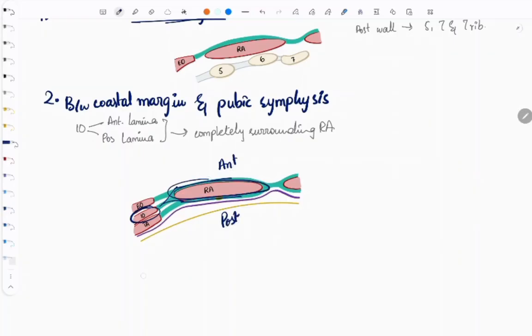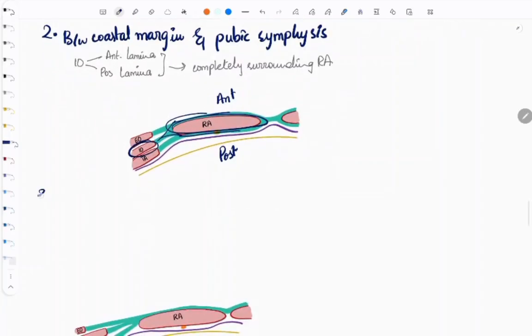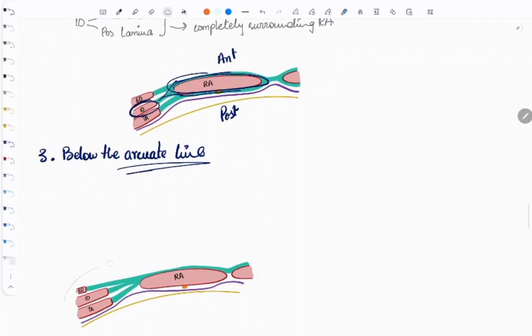the rectus abdominis completely. Now the third and last level, which is below the arcuate line. Yes, we now already know about the concept of the arcuate line. What is the arcuate line? It is the site where the posterior lamina of the rectus sheath moves anteriorly or ends, and is known as the arcuate line.